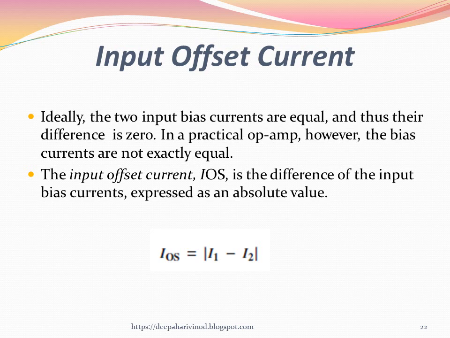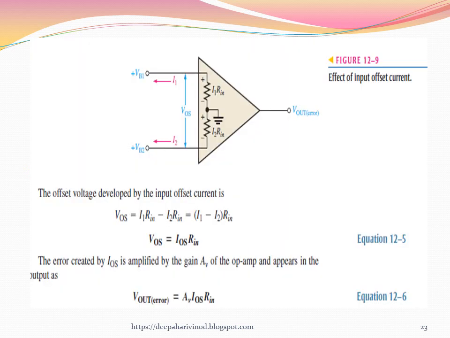The input offset current IOS is the difference of the input bias currents, expressed as an absolute value. Here we can see that IOS equals mod I1 minus I2. So here we can see VB1 to the non-inverting terminal and VB2 to the inverting terminal, and I1 is the current flowing through the non-inverting and I2 through the inverting terminal.